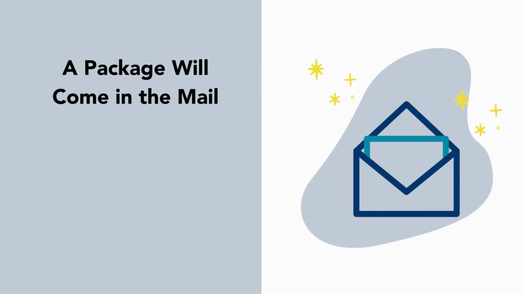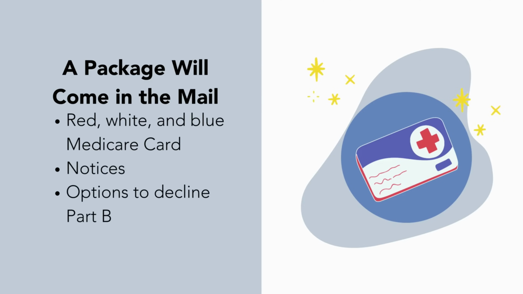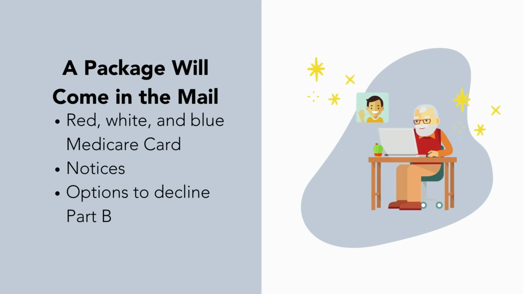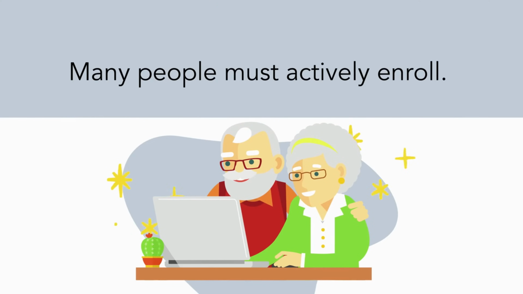In these automatic enrollment cases, people receive a package, typically a few months before Medicare coverage begins, which includes their red, white, and blue original Medicare card, notices, and an option to decline or not take part in Part B. It's really important to talk to someone knowledgeable and trustworthy about this decision, because declining may worsen care options later down the line. Many people, however, are not automatically enrolled in Medicare, but rather have to actively enroll.